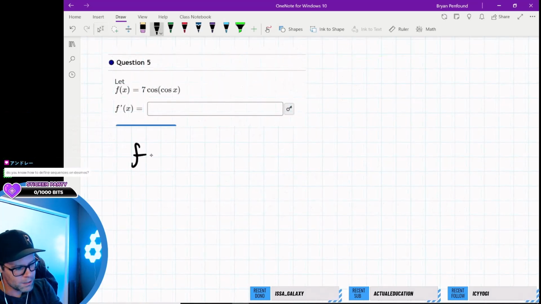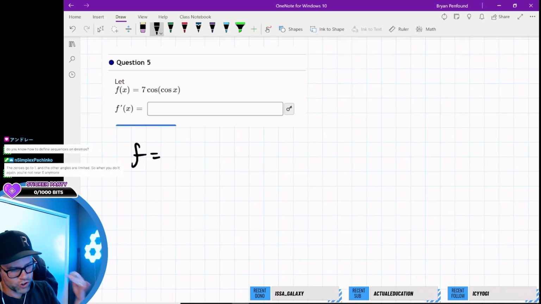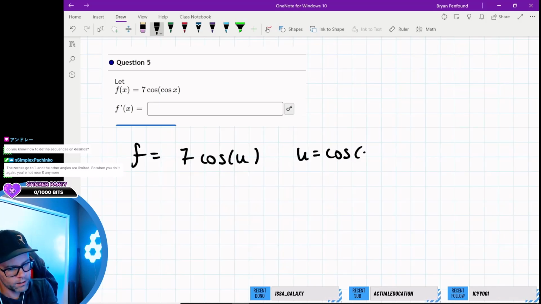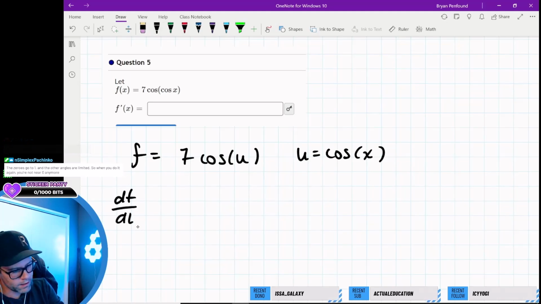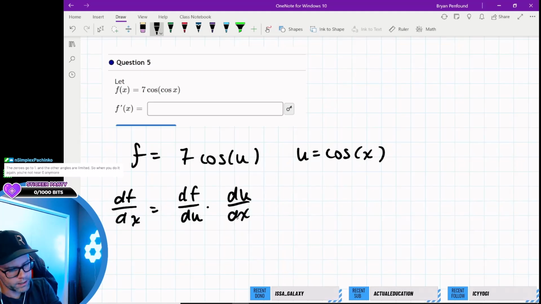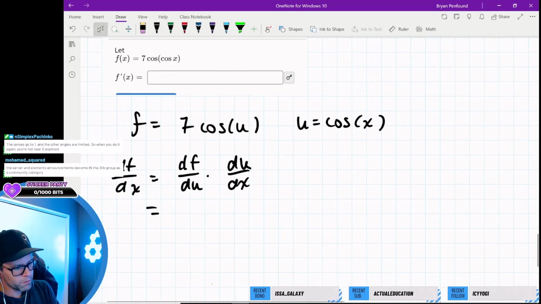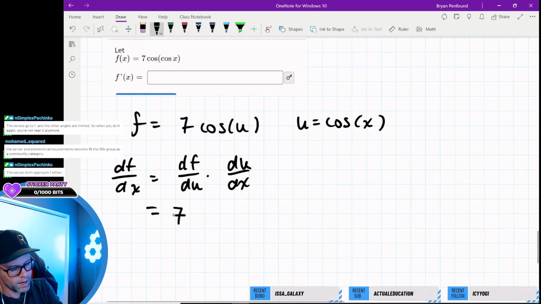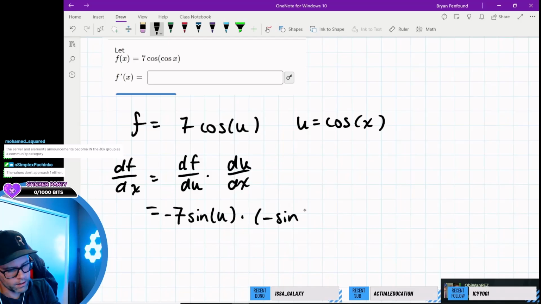All right. If I was explaining this just for an introductory kind of chain rule business, I'd probably just set this up as like a 7 cosine of u, where u is equal to cosine x. And I would say that the derivative of f with respect to x is equal to the derivative of f with respect to u times the derivative of u with respect to x. Now, f with respect to u should be 7 times negative sine u. And then the derivative of u with respect to x should be negative sine of x.